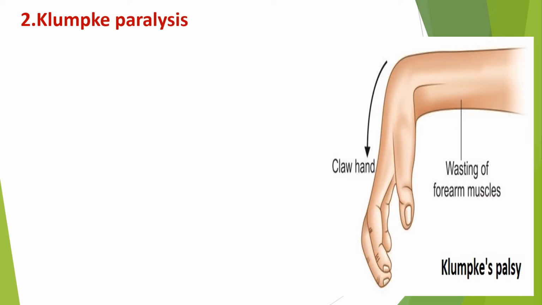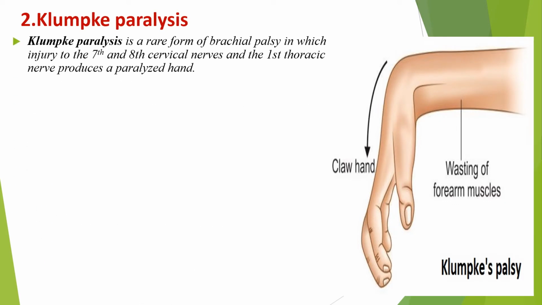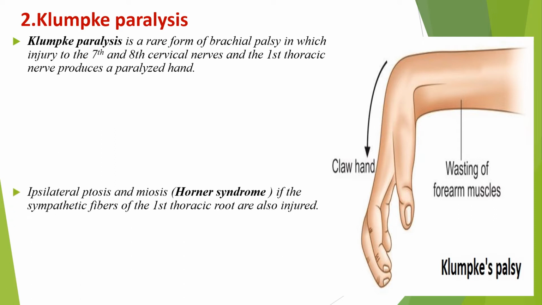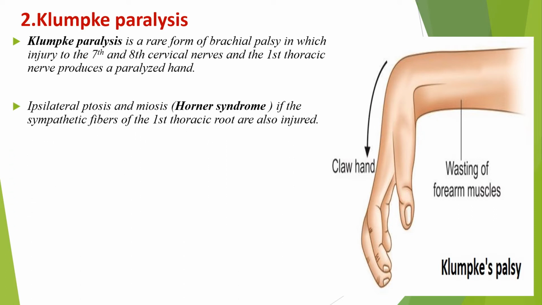The other is Klumpke's paralysis. Klumpke paralysis is a rare form of brachial palsy in which the injury to the 7th and the 8th cervical nerves and the first thoracic nerve produces a paralyzed hand. Ipsilateral ptosis and miosis, sometimes called Horner syndrome, can happen if the sympathetic fibers of the first thoracic root are also affected.